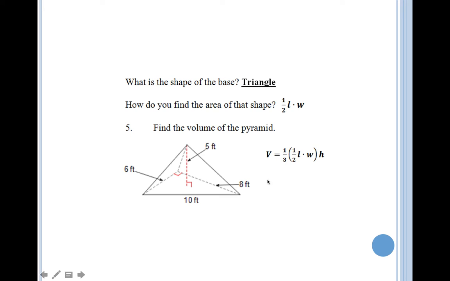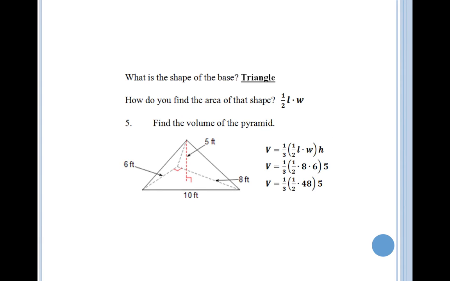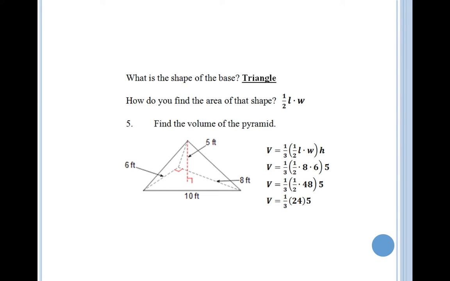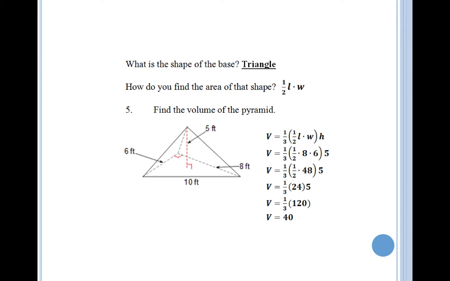So anyways, like I said before, length is 8, width is 6, height is 5. Plug those things in. Take it one step at a time. I'm going to do 8 times 6 first. Gives me 48. I'm going to do that inside first, inside these parentheses. 1/2 times 48. Use a calculator. What I would do is 48 divided by 2. Multiplying by 1/2, dividing by 2, same thing. Gives me 24. 24 times 5 is actually 120. 120 divided by 3 gives me 40.